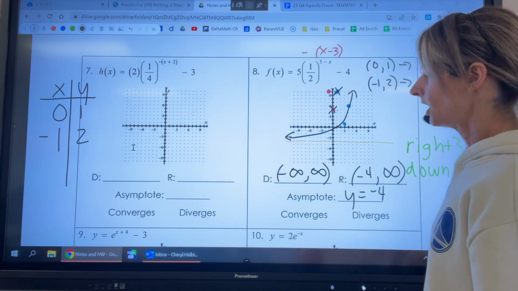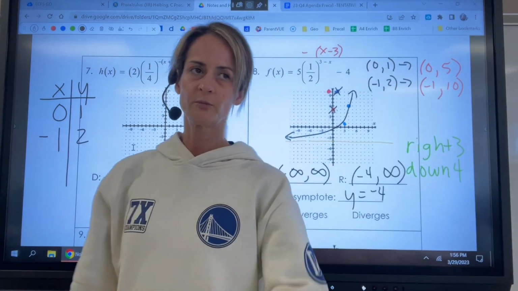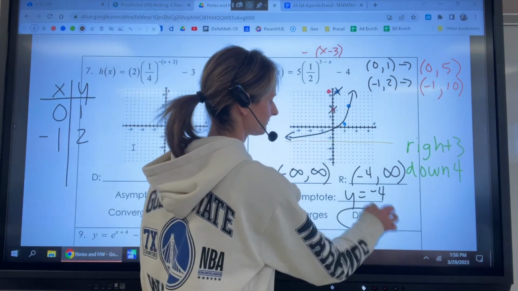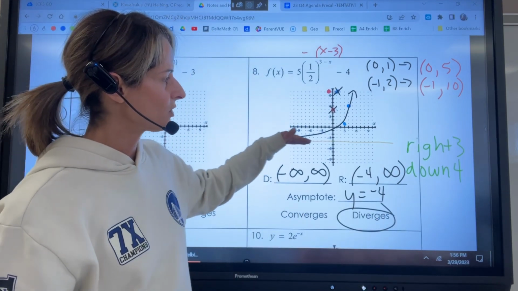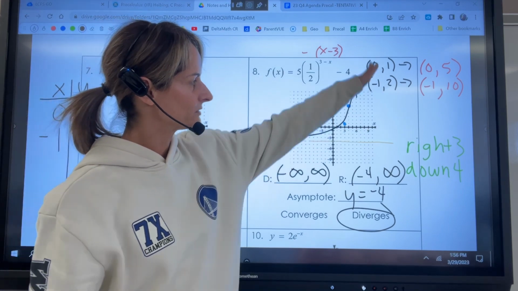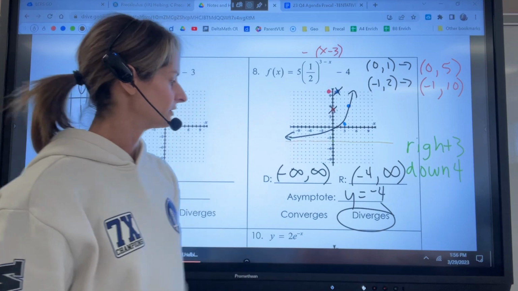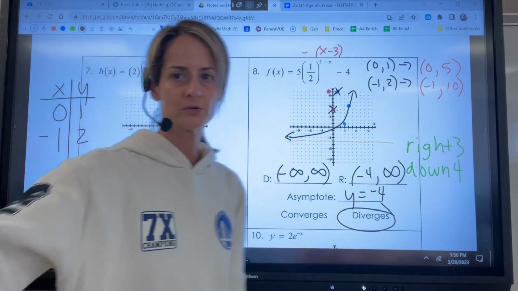And this one, our original function before we reflected it was converging, but this one's actually diverging. Because as the x values get larger, what happens to the y values? This graph is not approaching the asymptote. All right, I think my video's way too long.